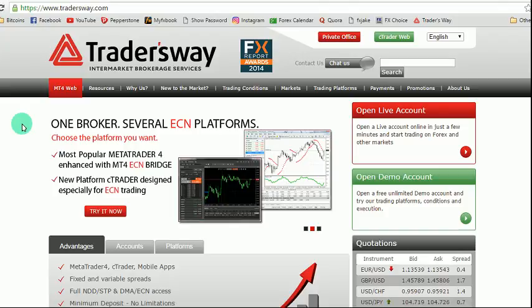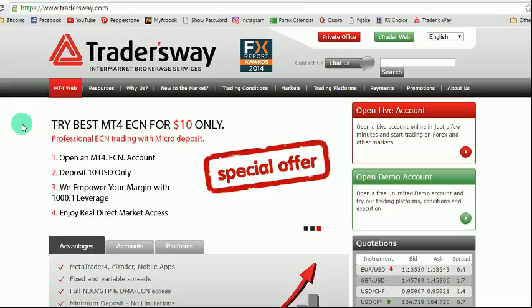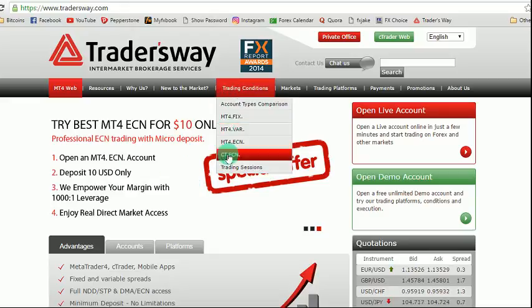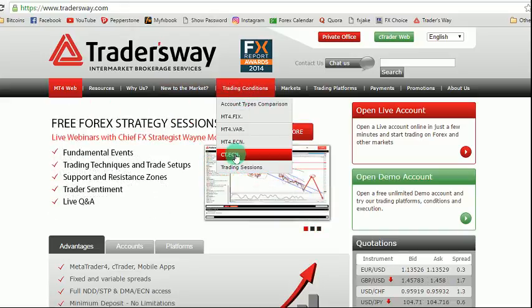Alright, when you first visit a broker website, let's say you have $10. Let's say right now, Traders Way is promoting their ECN account for $10. So $10, yeah, I can trade $10, but how much leverage is required for a $10 account to meet the minimum trade size?